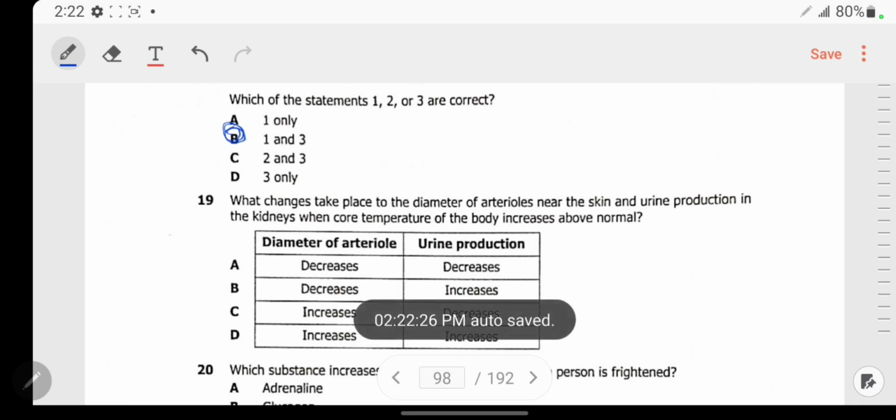Now, due to the fact that more blood is flowing to the artery, it means to say urine production also has to decrease. The urine production has to decrease since the blood is constantly flowing, and also there is sweating, so urine production has to be reduced. So that means to say there should be an increase in the diameter of the arteriole, but a decrease in the urine production, so that more liquid stays in the body.